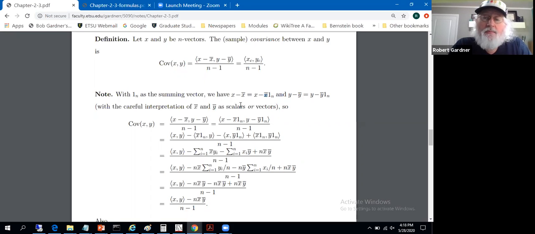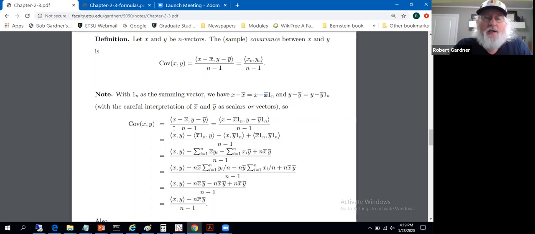Just unfortunate notation, but it is implied from the context whether we're dealing with x bar the scalar like we are on the right-hand side, or x bar the vector like we are on the left-hand side. And similarly for the y vectors. Yes, being careful that we're using x bar and y bar for both scalars and vectors. It's clear from the context.